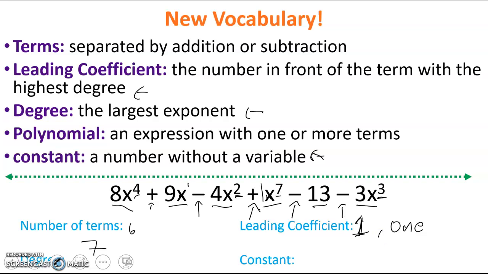And then the constant, up here, is the number without a variable next to it. It's just some number without a variable. If we look at our constant, it's 13, but it's actually minus 13, so our constant is negative 13. So those are our terms, degree, leading coefficient, and constant. Make sure you know those terms and know them well.